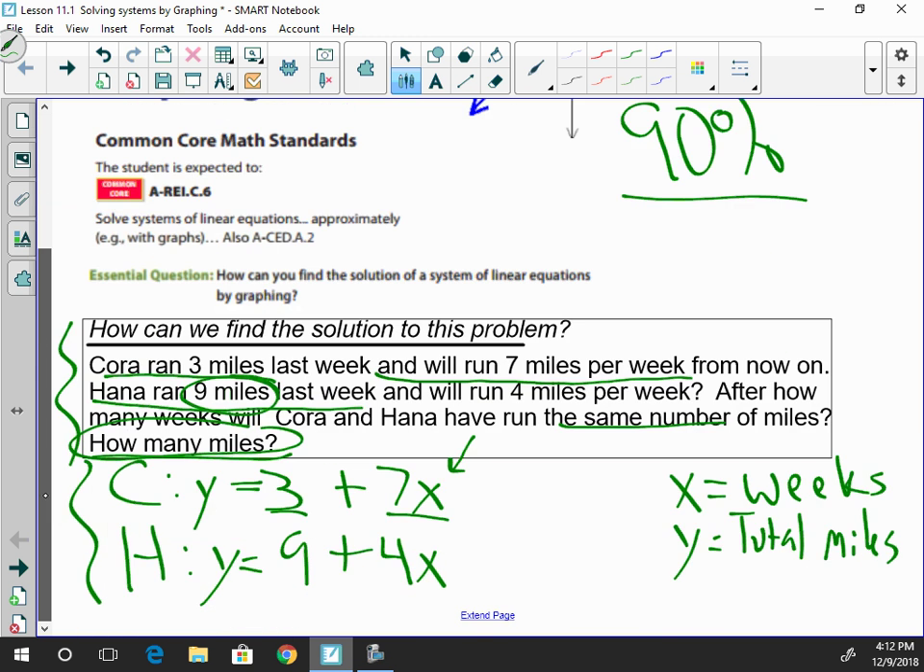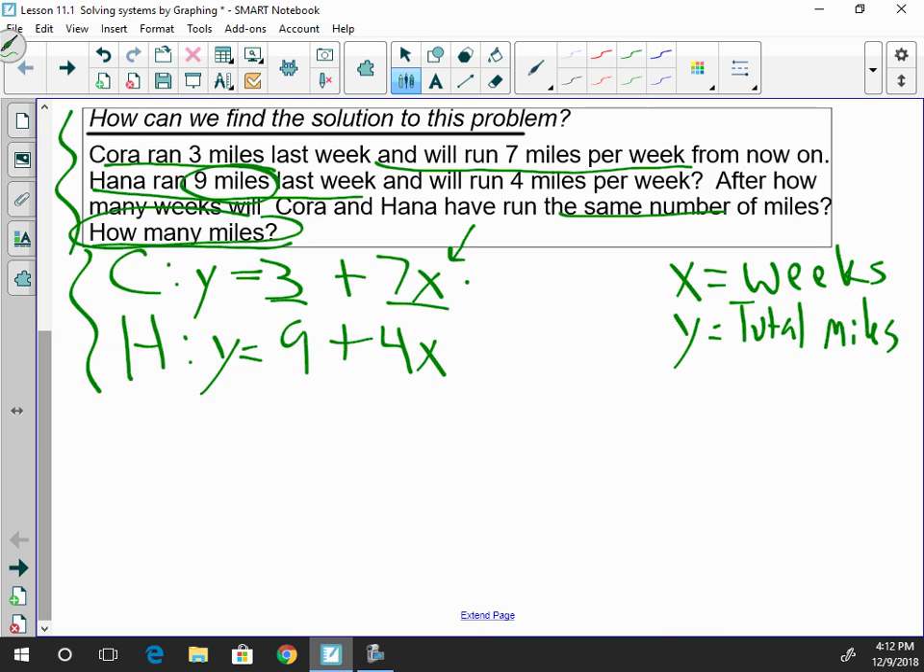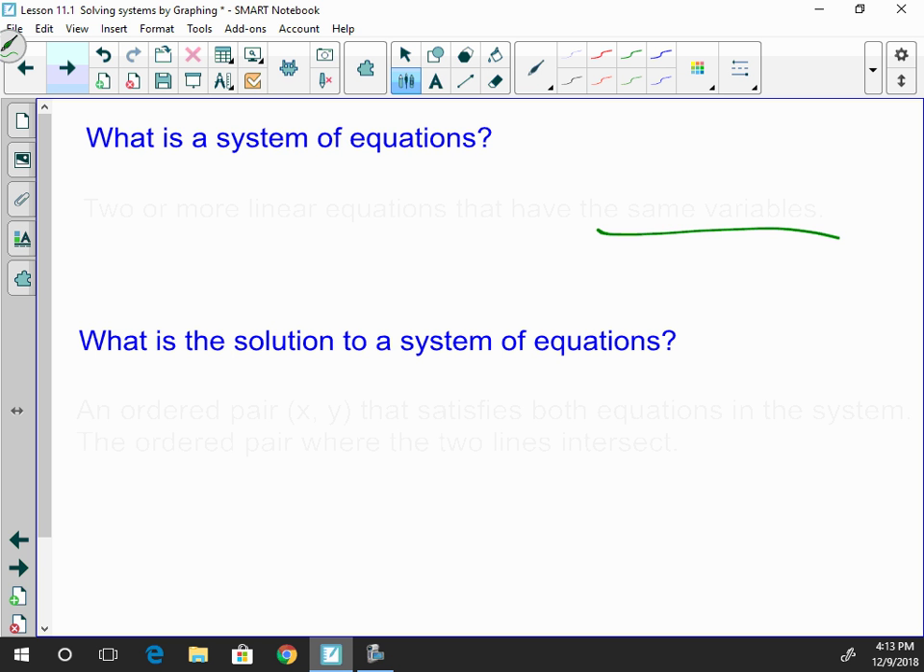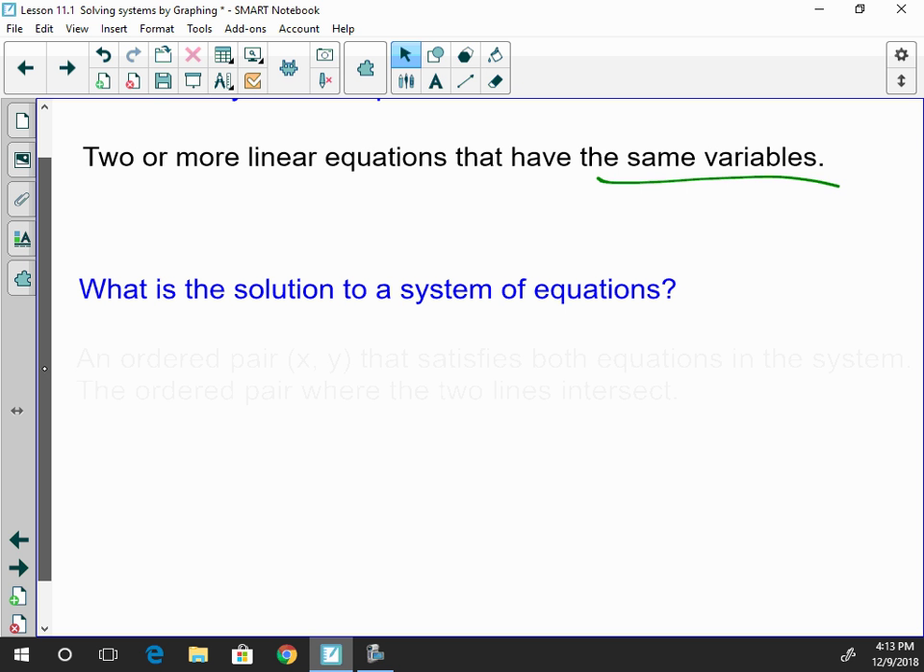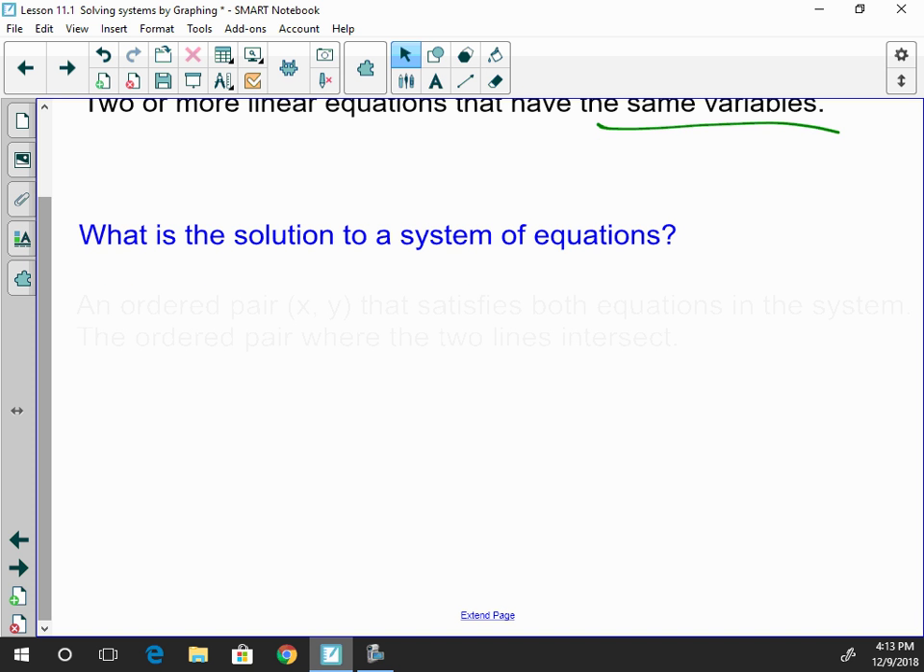But more importantly, those variables have to have the same meaning. So if we look back at this problem, both of these equations had x and y, right? And they meant the same thing. All right, so if you have 2 or more equations that have the same variables, and those variables mean the same thing, that is a system of equations. All right, well, what is the solution? How do I know I have a solution to a system of equations?